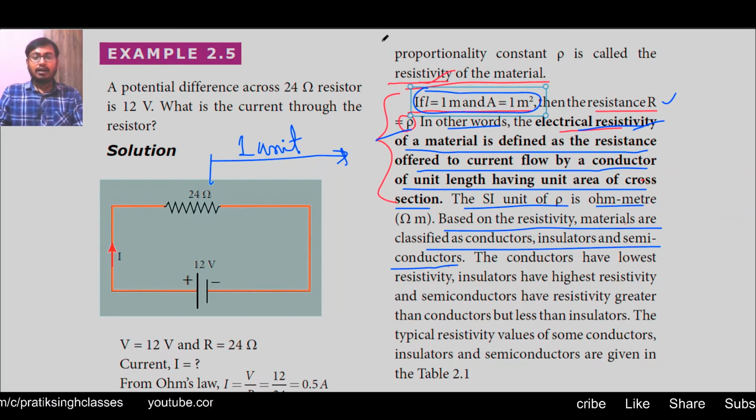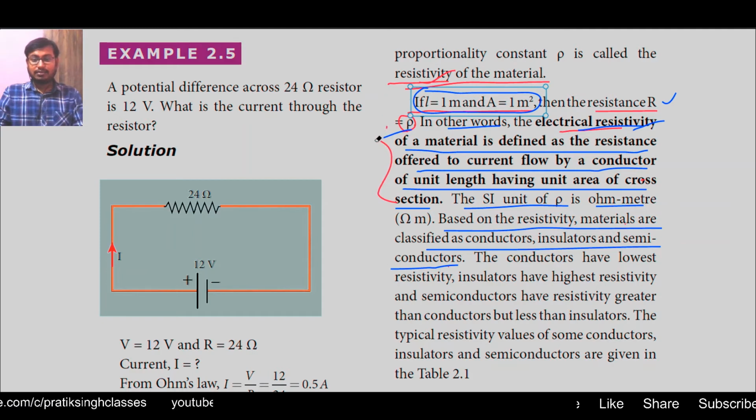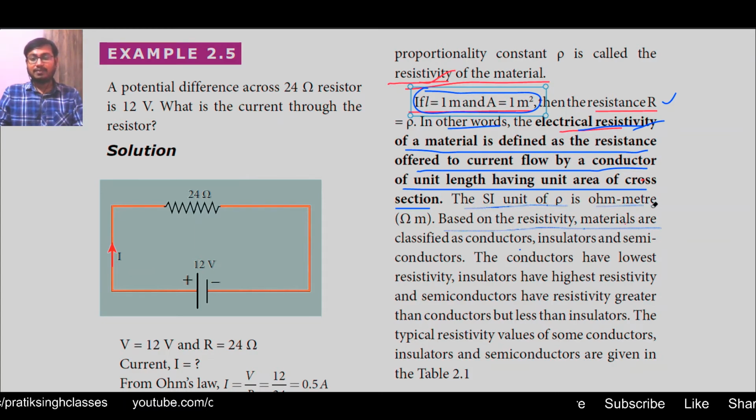You have studied, or might not have till now, that materials based on the conductance of electricity are defined in three different types: conductor, insulator and semiconductor. Conductors are those materials which allow current to pass through them. Insulators are those materials which do not allow current to pass through them, and semiconductors are those materials which allow a very small amount of current to pass through them in certain conditions.